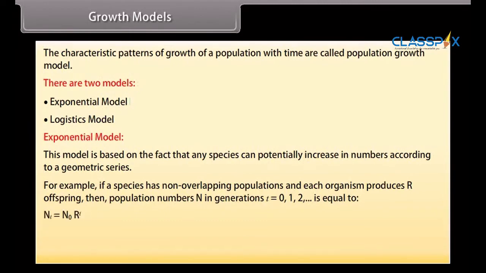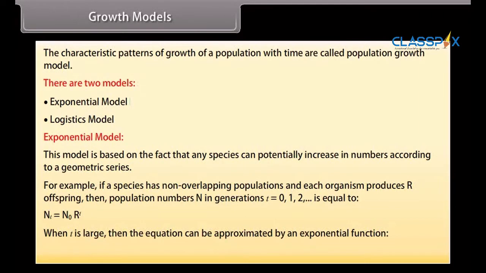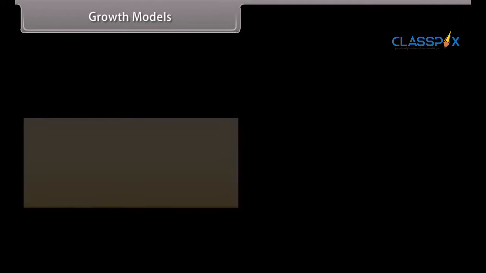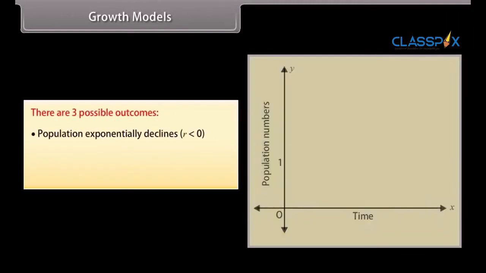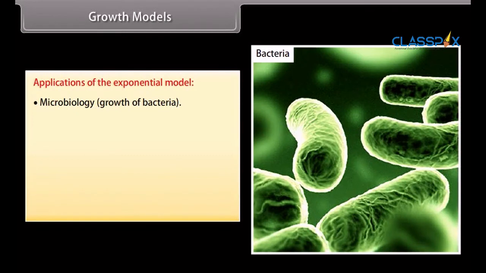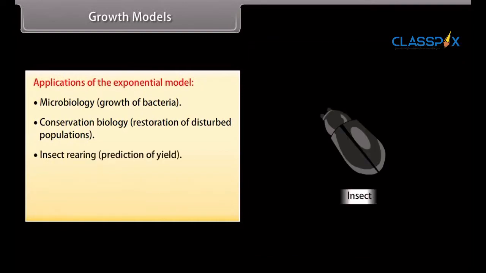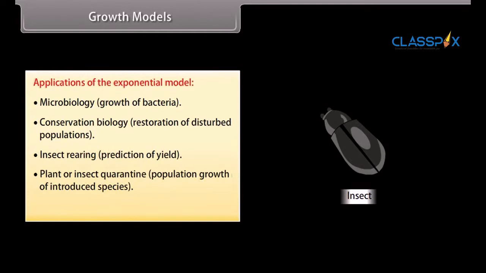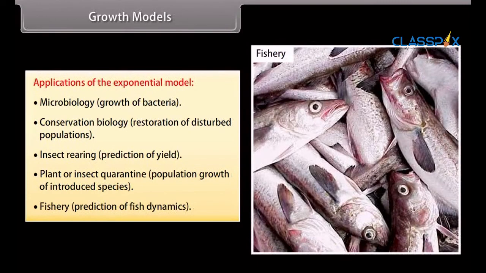Nt equals N0 times R raised to the power t. When t is large, the equation can be approximated by an exponential function, Nt equals N0 e^(rt). There are three possible outcomes: population exponentially declines, population exponentially increases, population does not change. Applications of the exponential model: microbiology, growth of bacteria; conservation biology, restoration of disturbed populations; insect rearing, prediction of yield; plant or insect quarantine, population growth of introduced species; fishery, prediction of fish dynamics.